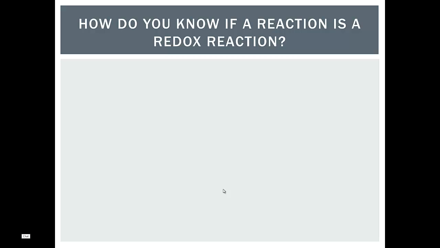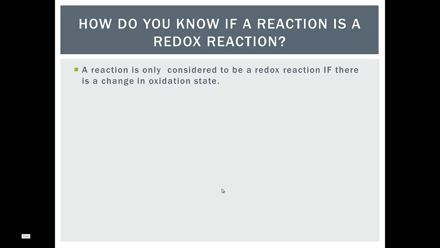So how do you know if a reaction is a redox reaction? The most important thing is you need to have a change in the oxidation state. If there is no change in oxidation state, then no electrons have been lost or gained, so it cannot be a redox reaction. So when you're asked to figure out if a reaction is redox or not, the first thing you should do is assign oxidation states. If there's no change, then it's not a redox reaction. If there is a change, then it is a redox reaction.